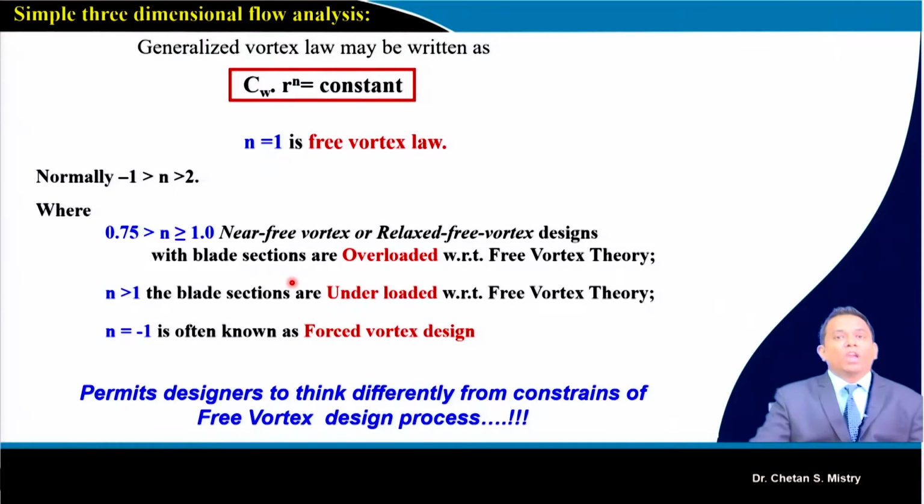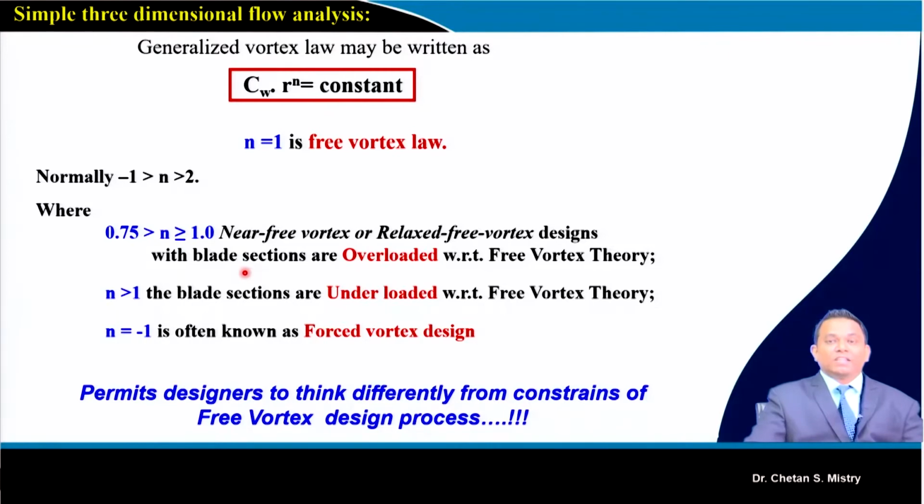What we have realized is that in order to satisfy our radial equilibrium equation, we have come up with Cw into R equal to constant. Later people modified the law of changing this whirl velocity component, or load distribution. They assume Cw into R^n equal to constant. If we put n equal to 1, that is the free vortex design concept. Generally this n varies in the range of -1 to 2.